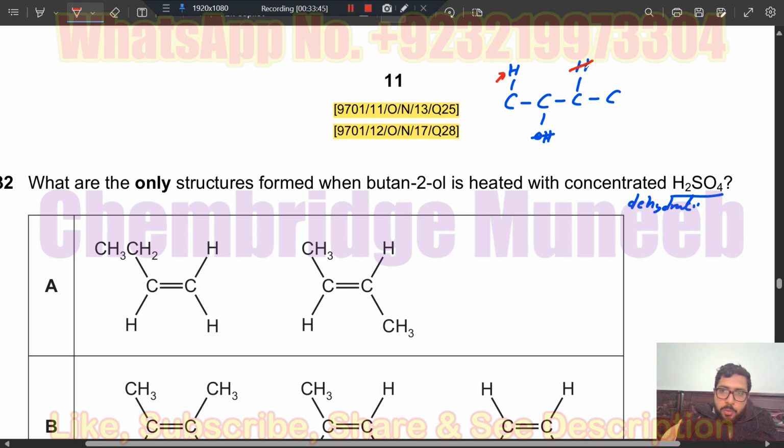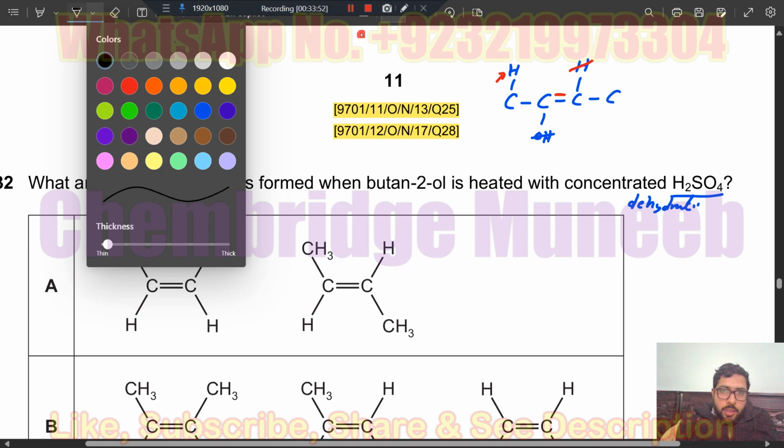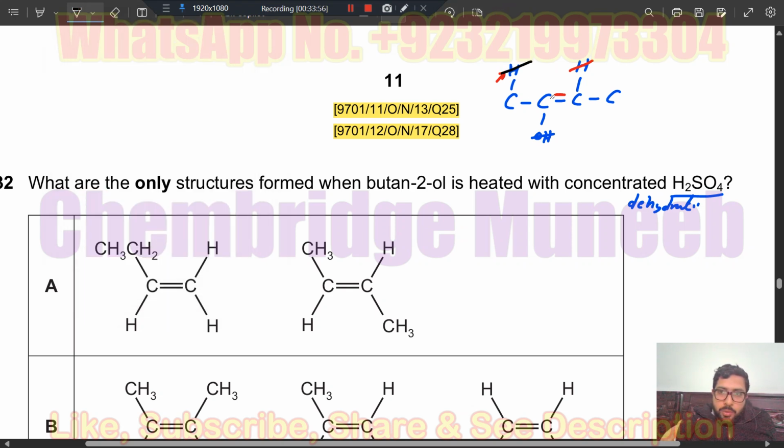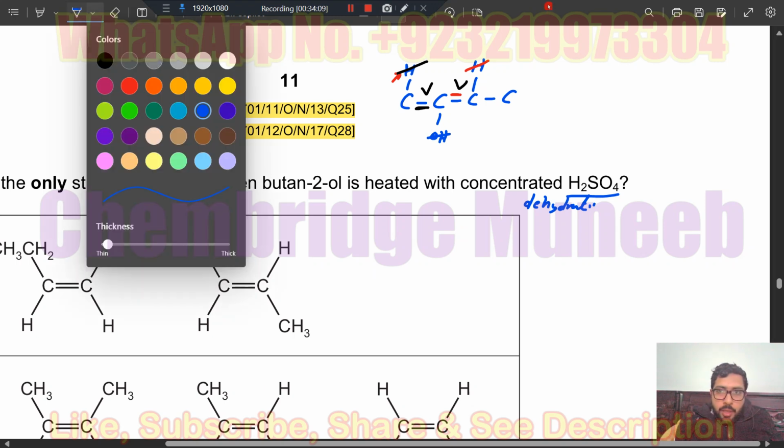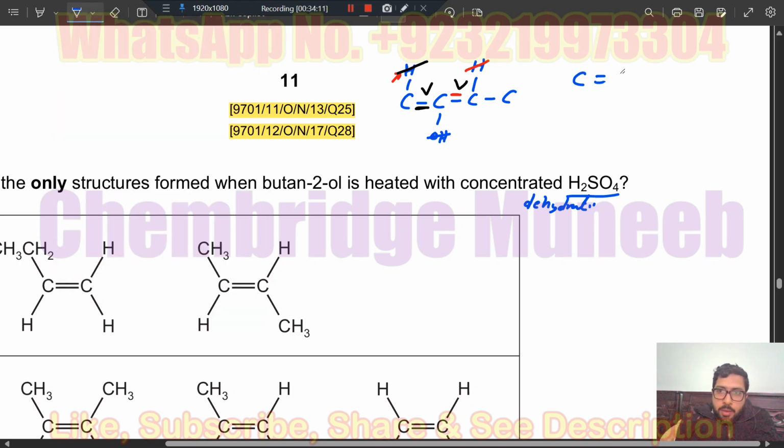So let's suppose if it removes this hydrogen which I have crossed out here, then you will get a double bond over here. But if it removes the hydrogen of this side, then it should have a double bond between these two carbon atoms, not the right one. So there could be either a double bond over here, or a double bond over here, in which we have now two different possibilities. We can have a carbon double bond between these two carbon atoms, or between these two carbon atoms, because of the different scenario of the hydrogen removal.